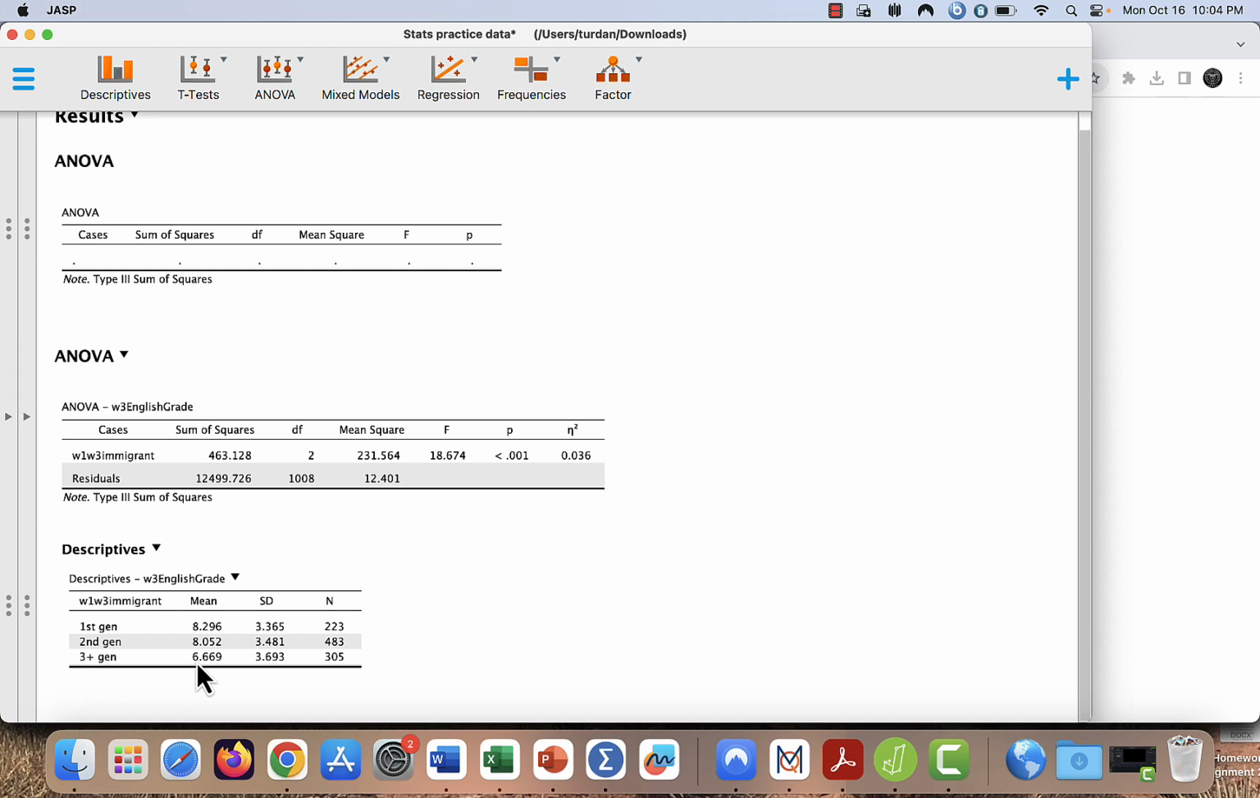So there's a lot of research out there about why this might be, but this is a very consistent finding that third generation kids often have worse grades than first and second generation kids. And that's what we find in this data set as well.